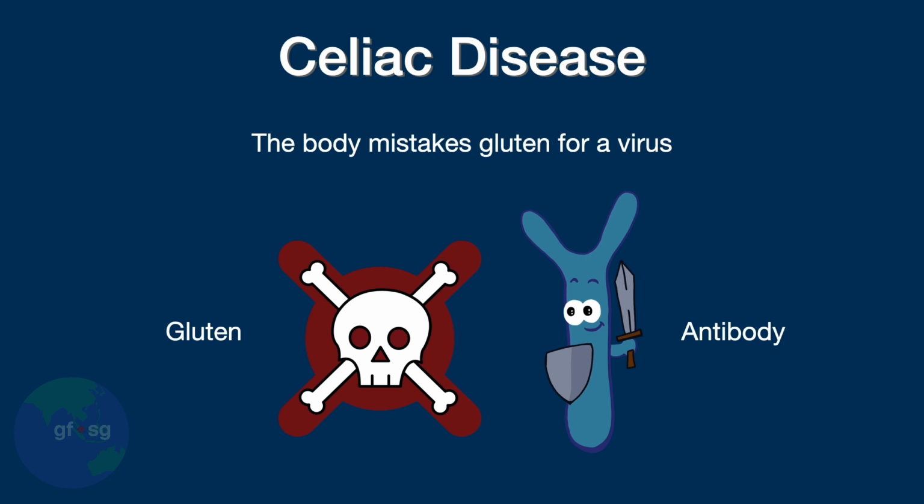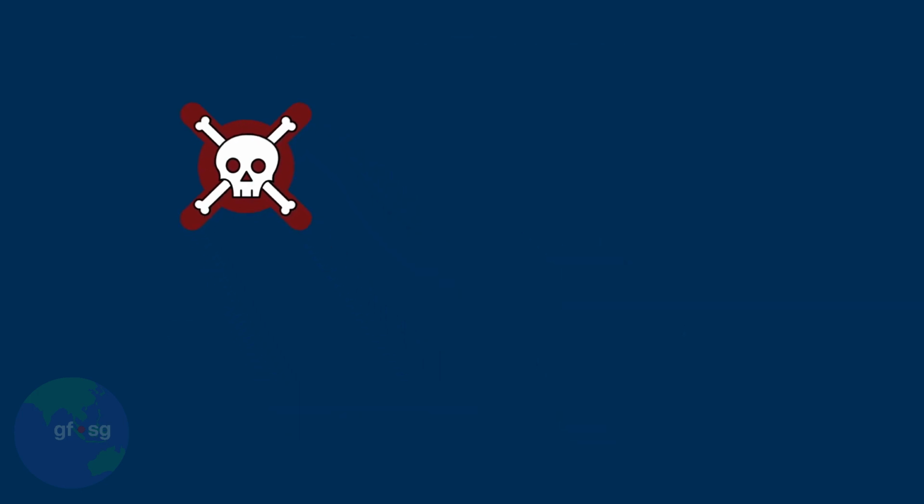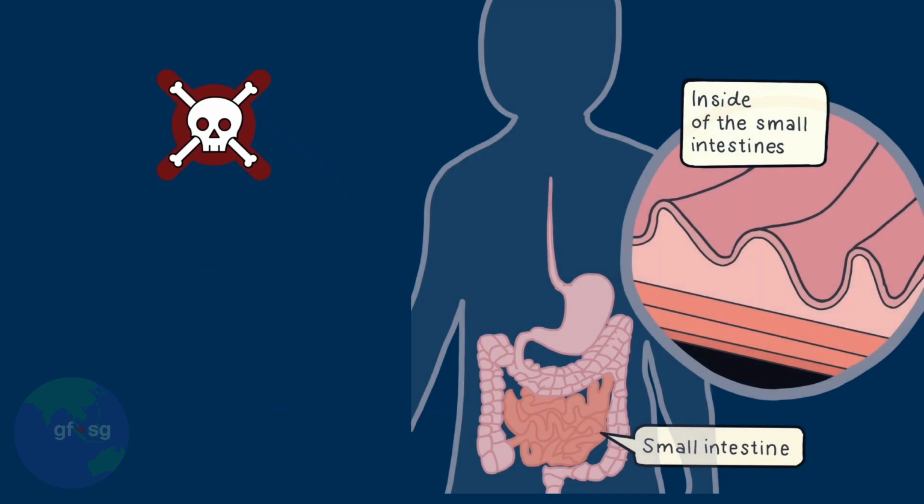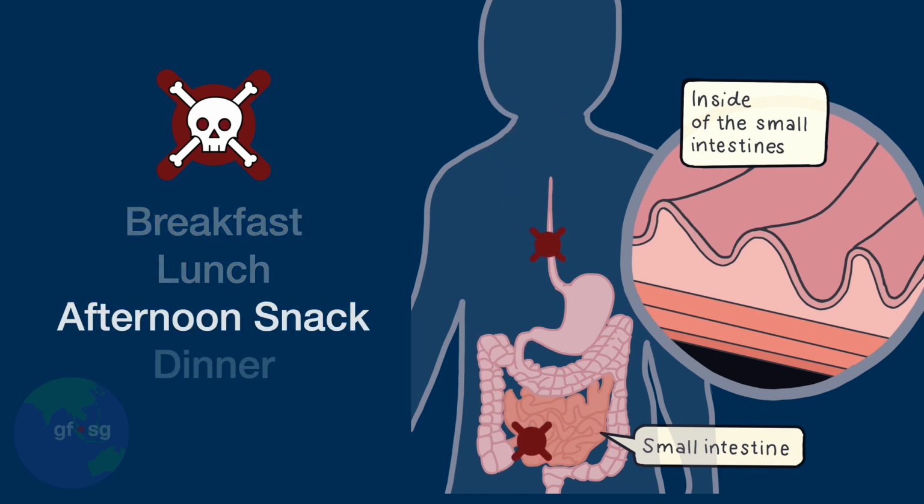We are not sure what triggers the body to make this mistake the first time, but once it starts, the body continues to make antibodies to destroy gluten. For most viruses, exposure is infrequent, maybe once or twice a year. But think for a moment about how often the average person consumes a food containing gluten. Gluten is often a part of breakfast, lunch, dinner, and dessert.